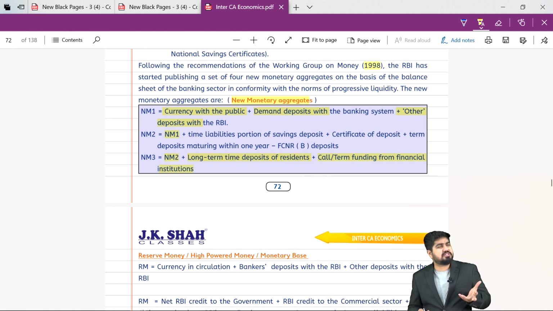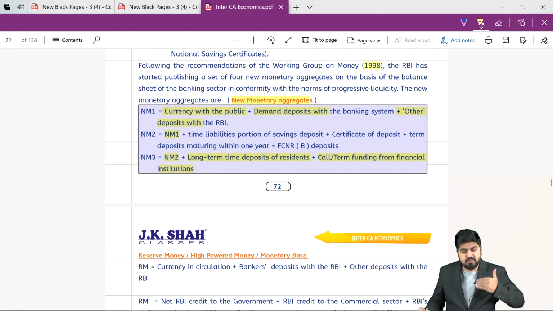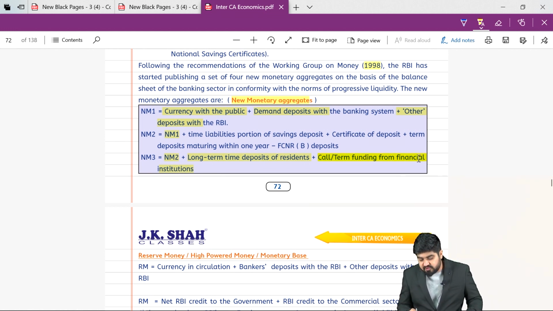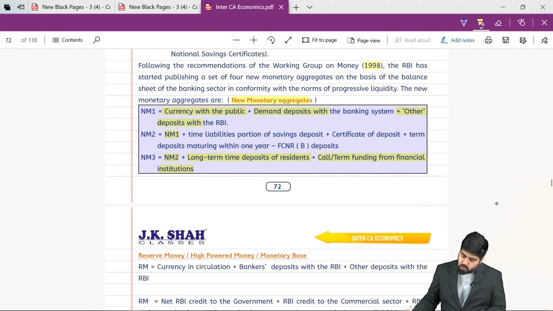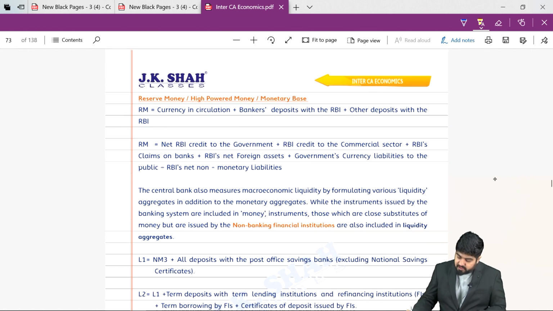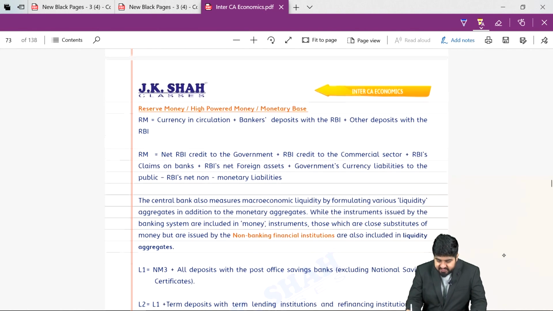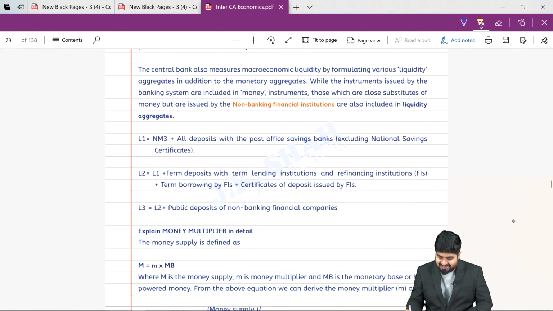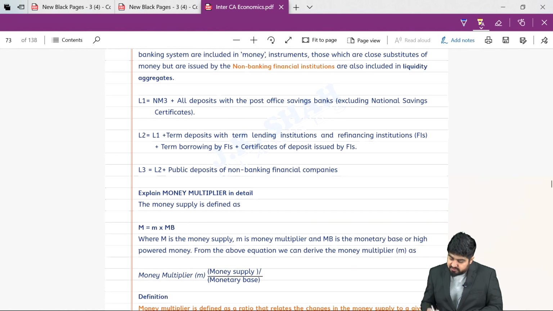Long term time deposits of the residents can be more than 1 year, and call or term funding is nothing but the bank to bank transactions which are happening, that will be called call or term funding. We are also having, apart from liquidity aggregates, something called reserve money. We will come on to that later. First, look at the liquidity aggregates.